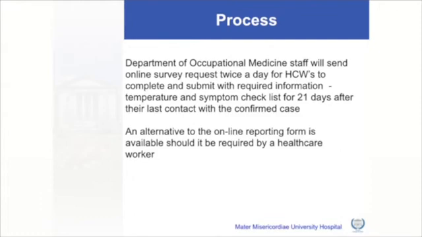The Department of Occupational Health will send an online survey request twice a day to every healthcare worker for them to complete and submit with the required information: the temperature, and the symptom checklist checked, for 21 days after the last contact. So we will continue it for the 21 days after the last exposure to the contact.